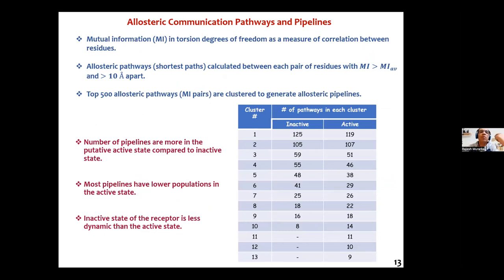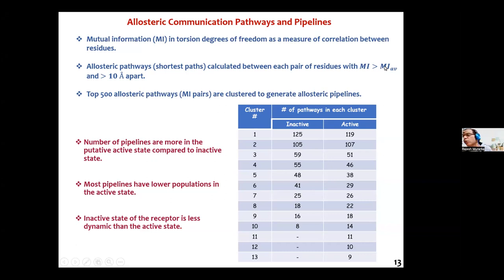To find out the allosteric communication pathways, we used mutual information in the torsional angle internal coordinate space, and we calculated the correlations between every residue pair using mutual information as a measure. Then we calculated the allosteric pathways, which are the shortest path between residue pairs. We calculated the allosteric path between every residue pair whose mutual information is greater than the average mutual information which we find for all pairs. And these two residues also had to be greater than 10 angstrom apart in the receptor structure; only for those pairs did we calculate the allosteric pathway. Why? Because they should be far away from each other. Otherwise, there is no point in talking about allostery. So we calculated the allosteric pathway between every residue pair which are greater than 10 angstrom apart and whose MI is greater than the average MI.